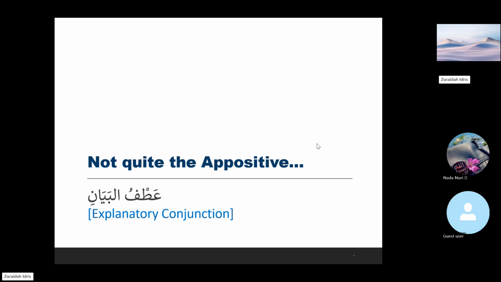But that's not, of course, in the Quran, as I've said before, because there are no mistakes in the Quran. So now we're going to look at the atful bayani. The translation is explanatory conjunction. Explanatory conjunction. So what is this all about?